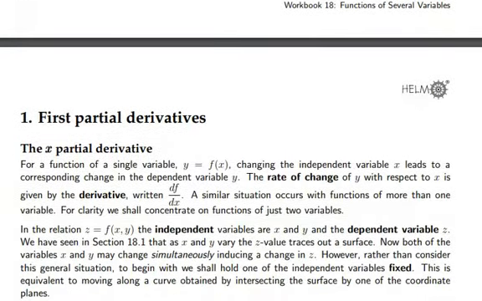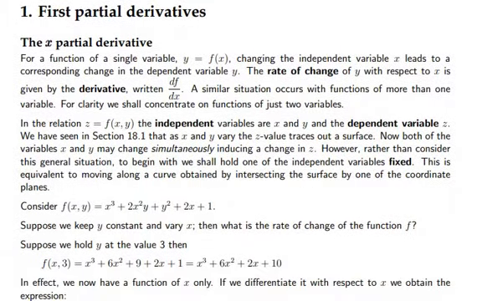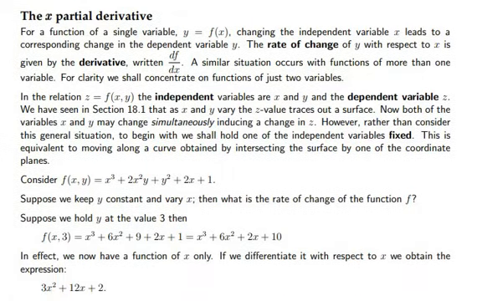So the first pointer is the first order partial derivative; the x partial derivative we have to discuss first. For a function of a single variable, that is y is a function of x, changing the independent variable x leads to a corresponding change in the dependent variable. It is known to all that when x is changing, the dependent variable y is also changing. So the rate of change of y with respect to x is given by the derivative, that is nothing but dy by dx.